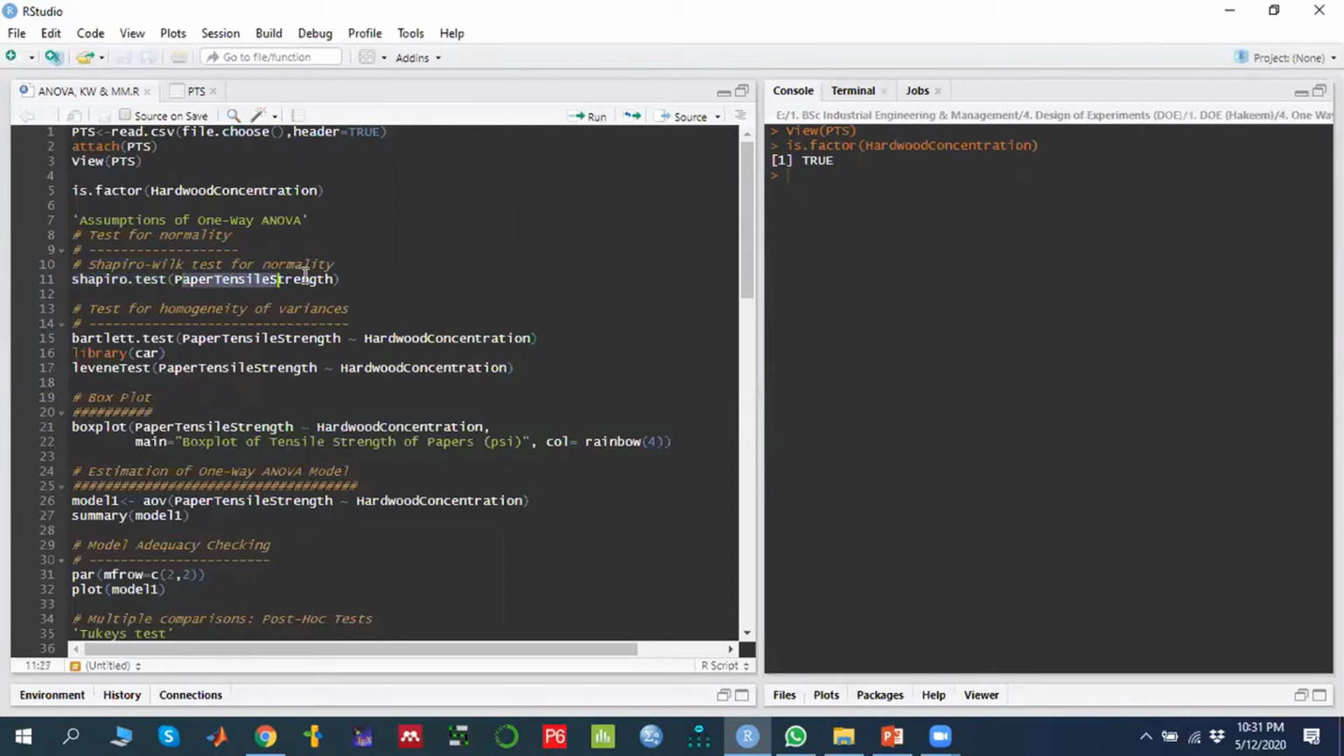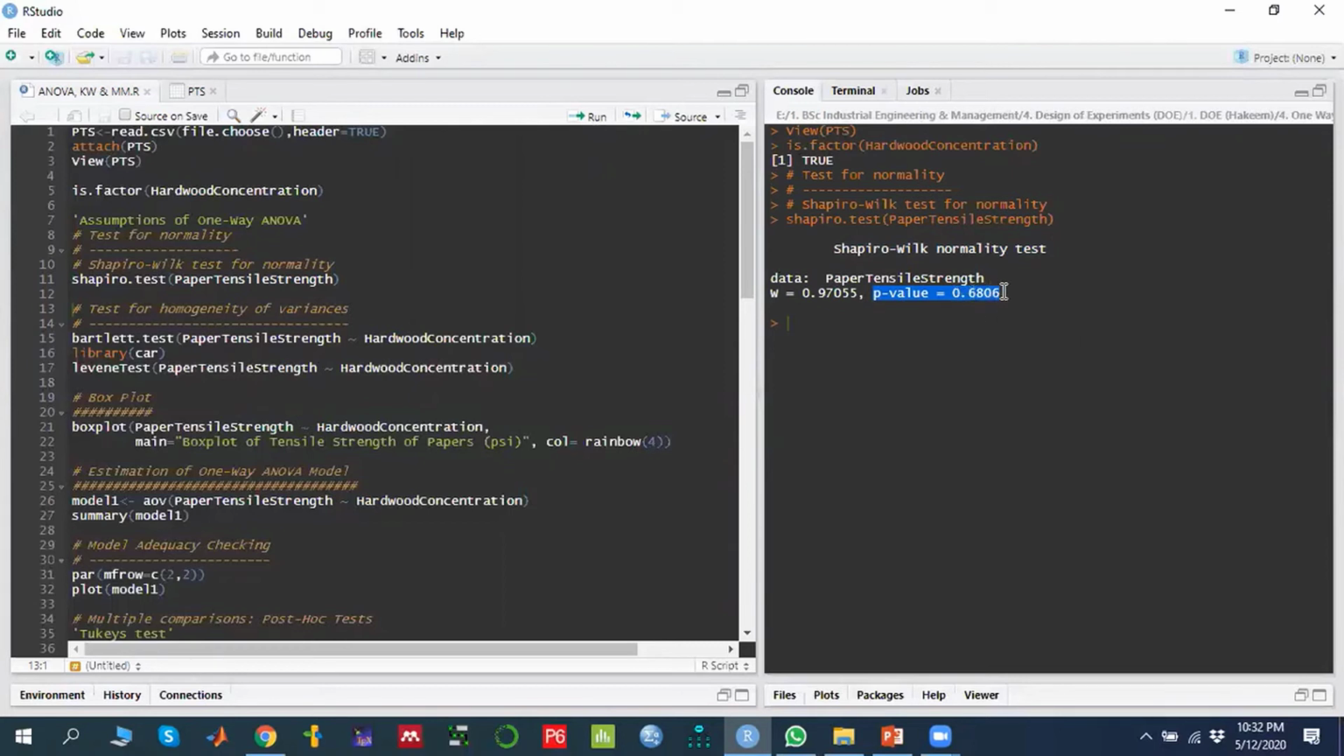Then we will write our dependent variable. Okay, that is paper tensile strength. If I run this command, I'm getting the results of this normality test, and we can see that the p-value is greater than our pre-decided alpha value. Let's say we have taken alpha as 5%. So the p-value is greater than 5%.